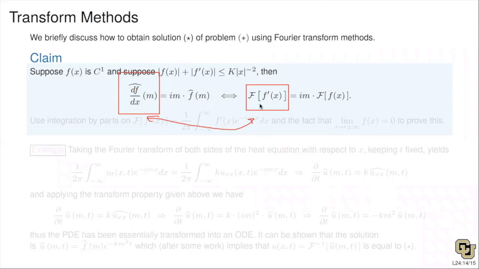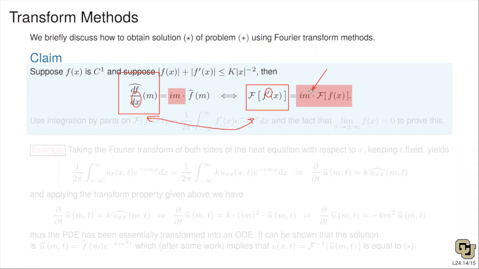So here, the Fourier transform of f prime of x, so think about this, this is a spatial derivative, an x derivative, is equal to, on the other side, we no longer have a derivative. You should notice there's no derivative anymore. Instead, the derivative has been pulled out and converted into multiplication by i times m, where m is a real number.